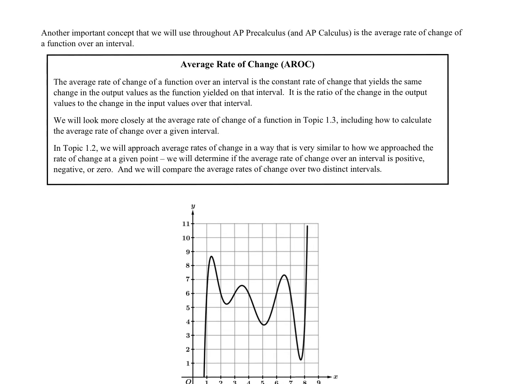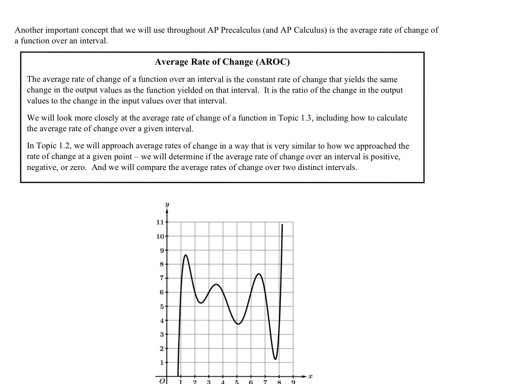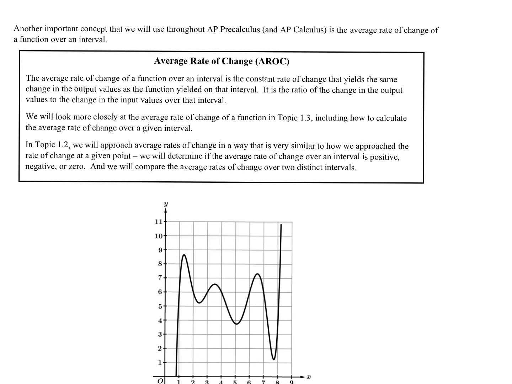Another important concept that we'll use throughout AP Pre-Calc is the average rate of change of a function over an interval. The average rate of change of a function over an interval is the constant rate of change that yields the same change in the output values as the function yielded on that interval. It is the ratio of the change in the output values to the change in the input values over that interval. What did that say? The ratio of change of the output values to the change of the input values.